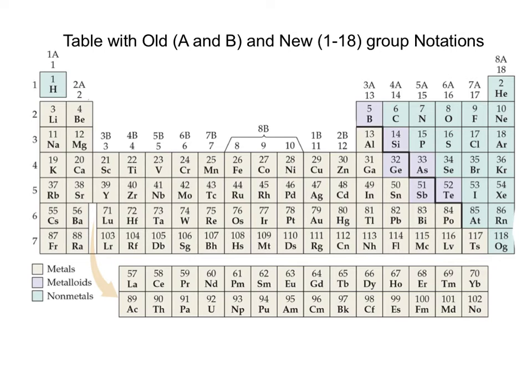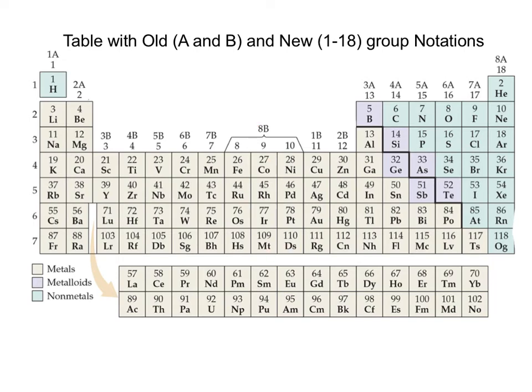Also the groups. The old numbering is the A and B. This is what I wanted to show you here. So 1A, 2A, 3A, 4A, 5A, 6, 7, and 8A. Sometimes you see a 0 there. And then the B's, each one is different here. So 1B, 2B, 3, 4, 5, 6, 7, and 8 is this entire thing.